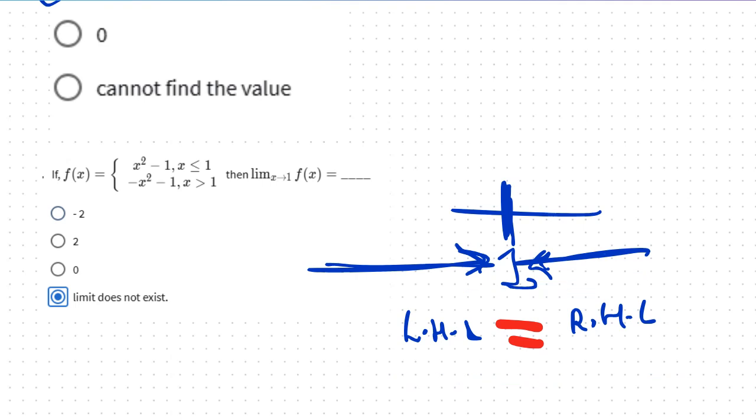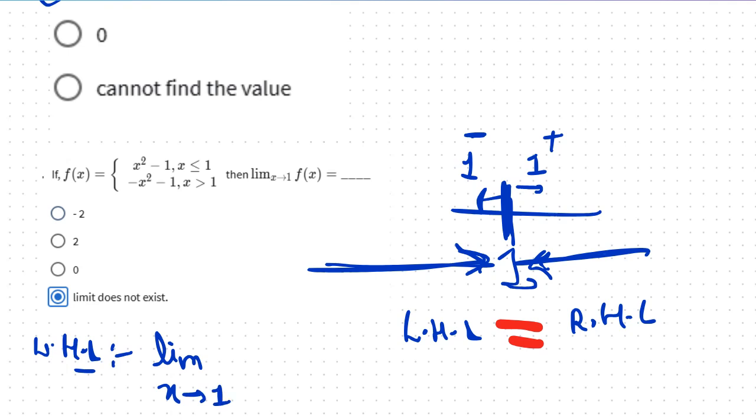So it's a bit tricky. Just before 1 means 1 minus. We write like this, just before 1. Just after 1 means 1 plus. We write like this. So LHL means limit x tends to 1 minus of f of x. See, just before 1, we have to observe this.